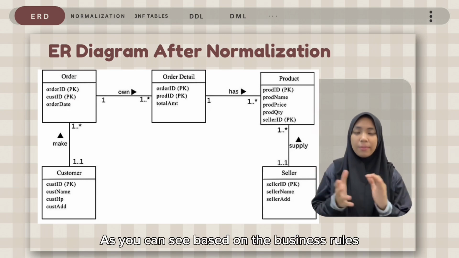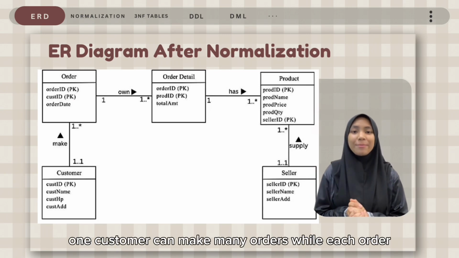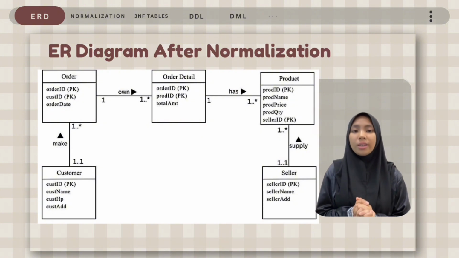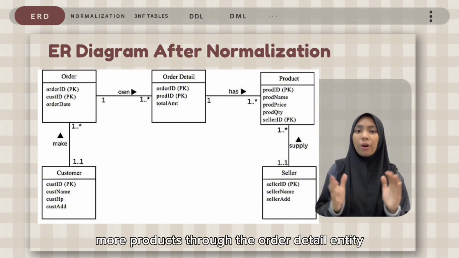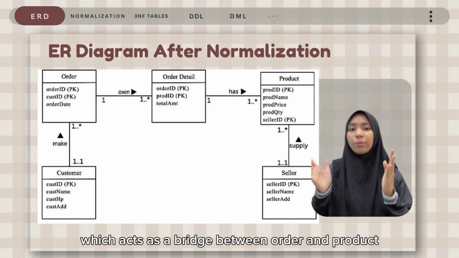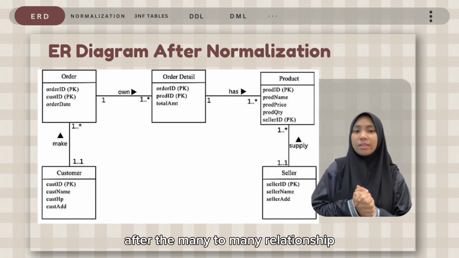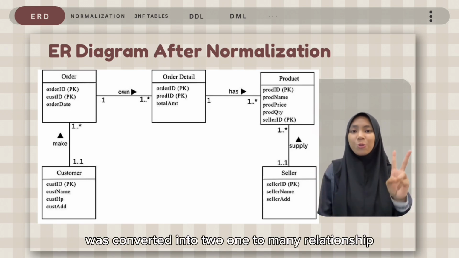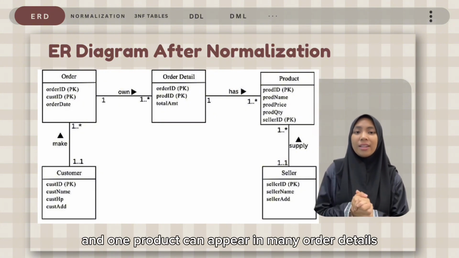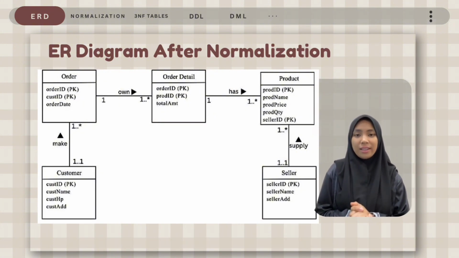As you can see, based on the business rules, one customer can make many orders while each order is made by one customer. An order can contain one or more products through the order detail entity, which acts as a bridge between order and product after the many-to-many relationship was converted into one-to-many relationships. So, one order can have many order details and one product can appear in many order details.